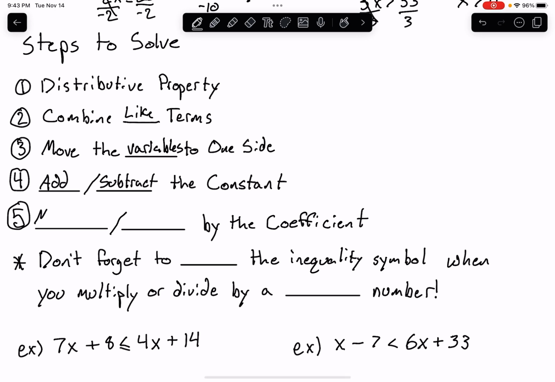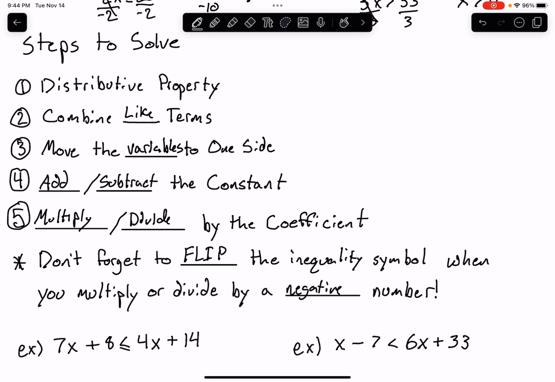And then we are going to finally multiply or divide by our coefficient to get our variable by itself finally. And as always, really important, don't forget to flip your inequality symbol when you multiply or divide by a negative number. All right, be prepared. We may see these again. Learn them, know them, use them. These are the steps to solve a multi-step inequality or equation.